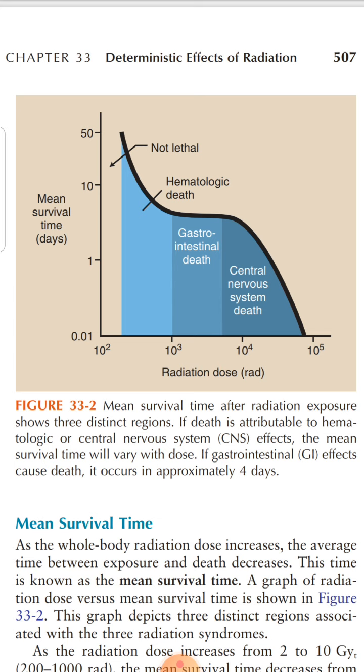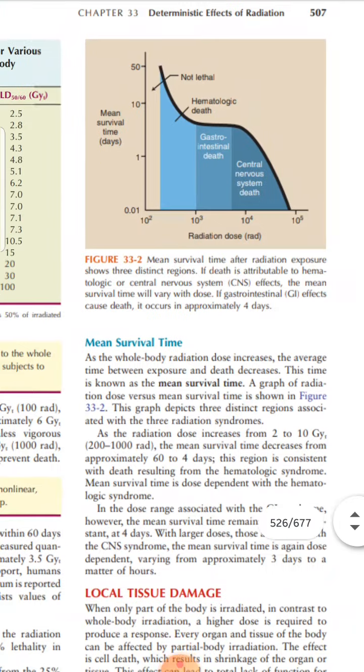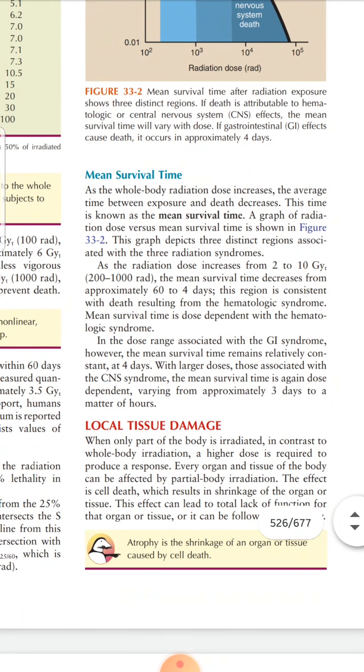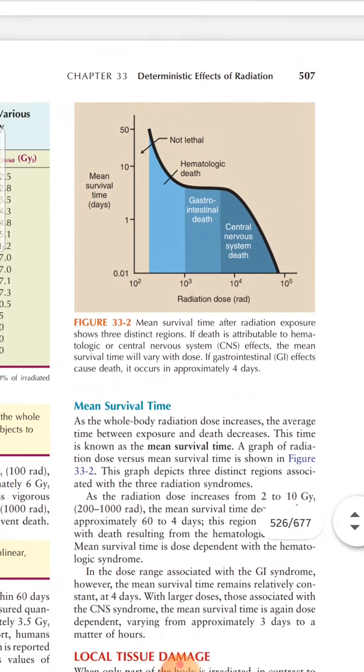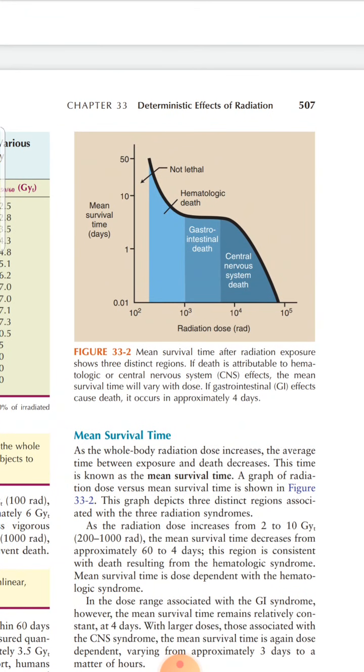In the last section, the CNS death, as this is associated with the dose, increasing it decreases the survival time again, to 3 days down to a matter of hours. So that's all for today, and we have covered two topics: LD 50/60, which is very important, and the mean survival time. In our next lecture, we will talk about local tissue damage and cover various subtopics in it.